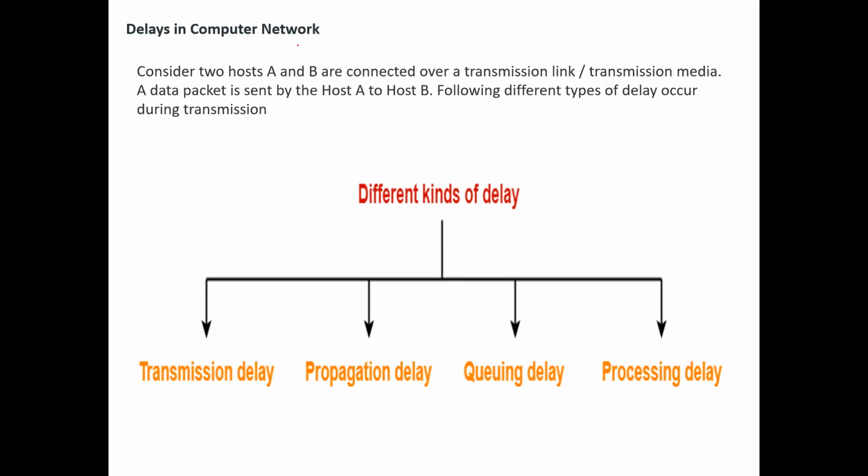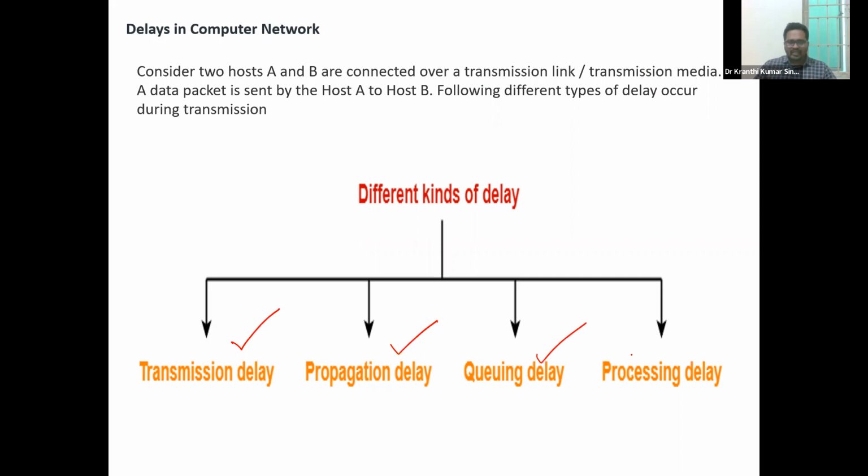So, for example, if you consider two devices connected to a transmission link or media, that may be coaxial cable, twisted pair, optical fiber, or wireless, anything, a data packet is sent by host A to host B, and the following types of delays occur during transmission: transmission delay, propagation delay, queuing delay, and processing delay. Let us see the individual definitions of these delays, and which parameters each depends upon.